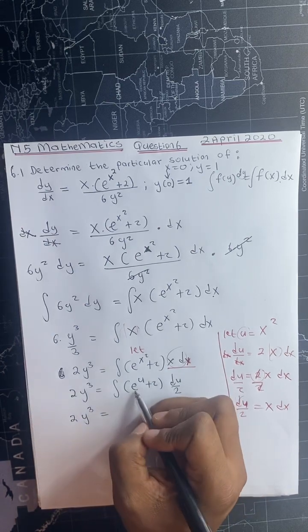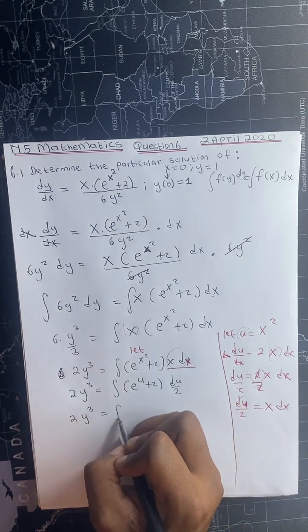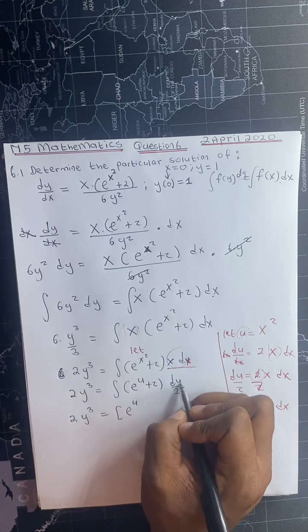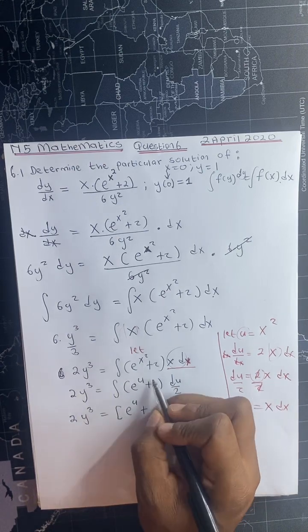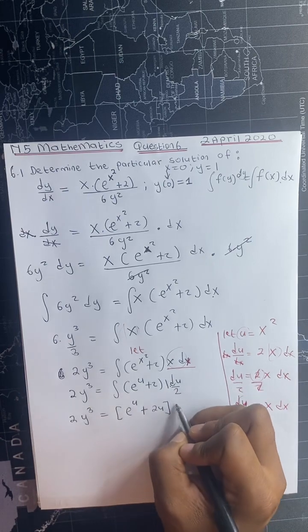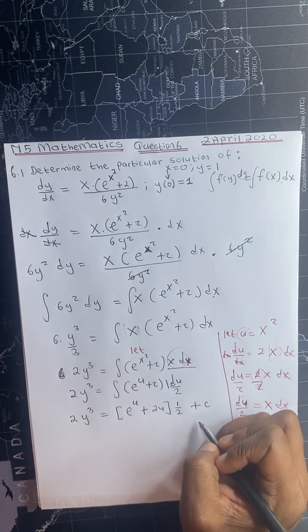So now we have to integrate e to the power u with respect to u. The integral of e to the power u is e to the power u. We integrate this 2 with respect to u, so the integral of 2 is 2u. We still have this 1 over 2 here, which we must not forget. And plus c, because we integrated.